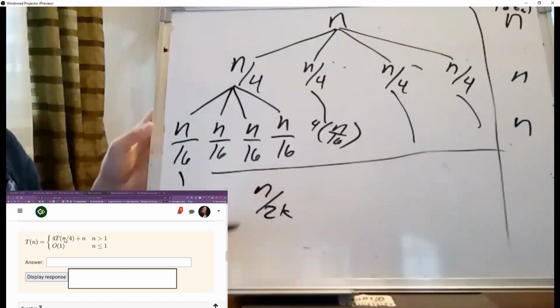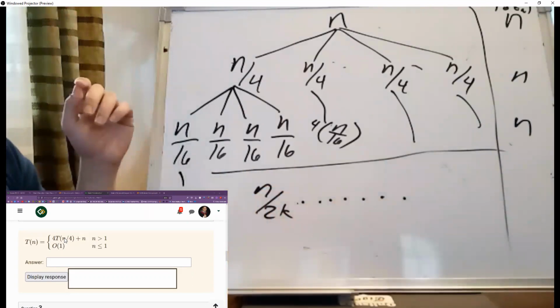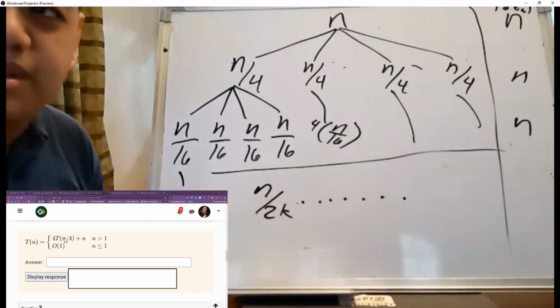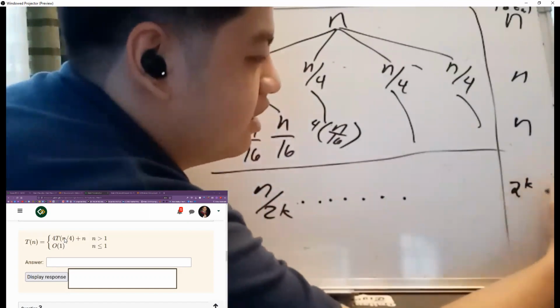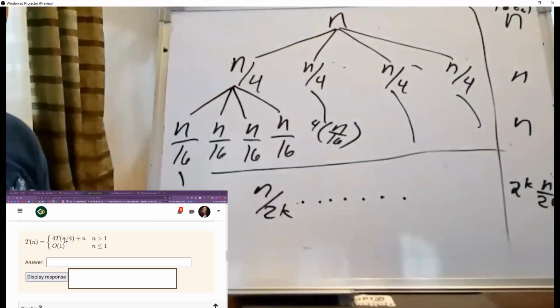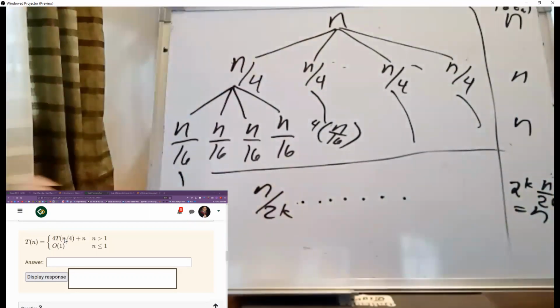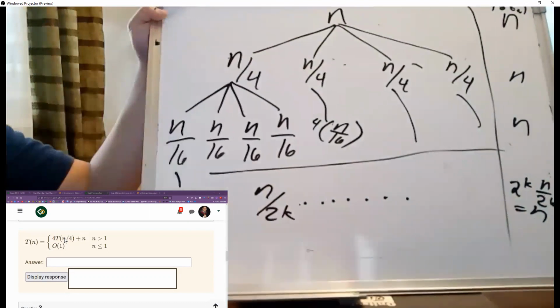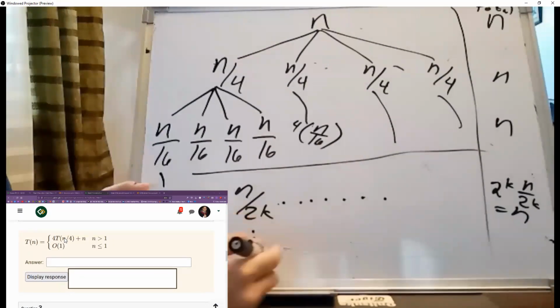And ilan yung expected natin na 2 to n over 2 to the k na lilitaw? It's also 2 to the k. So parang meron tayong 2 to the k na n over 2 to the k na terms, which is just n. All the way hanggang sa baba. Eventually, magiging 1.